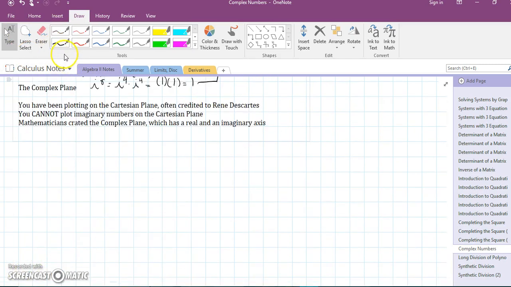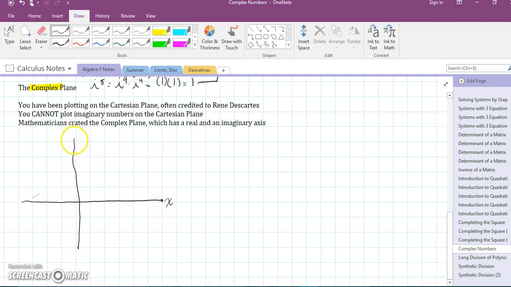So a couple of you have asked before, how can I plot an imaginary number, or what we're now going to call a complex number? And you can't plot it on the Cartesian plane, which is what you're used to. The Cartesian plane is just very normal xy. The Cartesian plane is often credited to a mathematician and philosopher called René Descartes. But this plane, like I said, only works for the real numbers. It's obviously not going to work for a complex number.